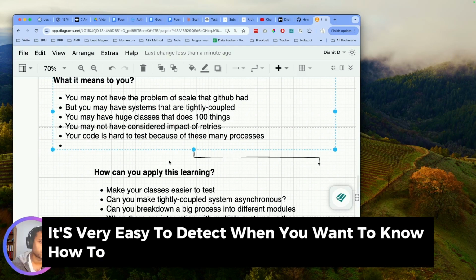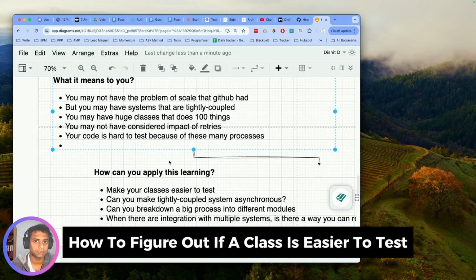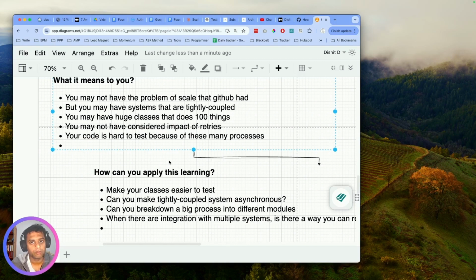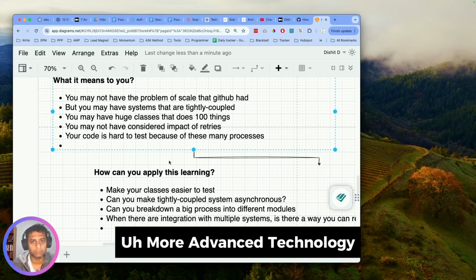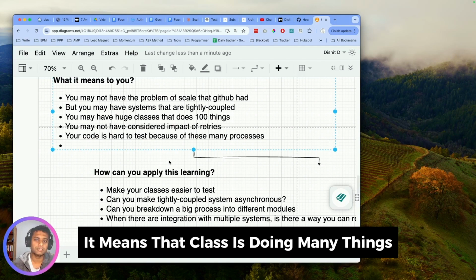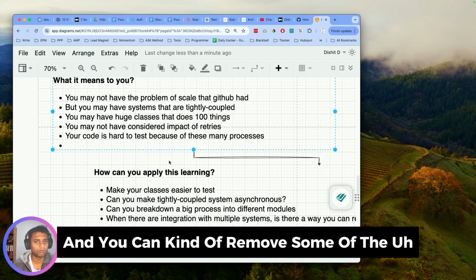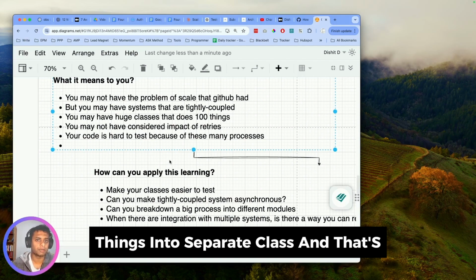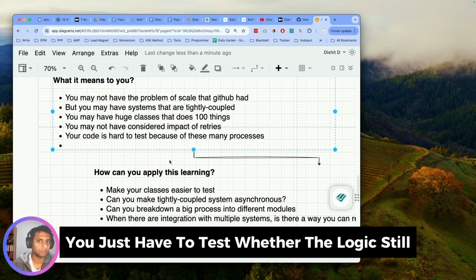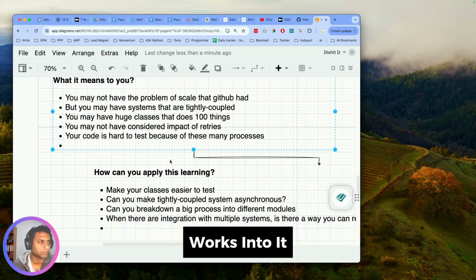It's very easy to detect how to figure out if a class is easier to test. When you write unit tests, if you find that you need a lot of mocks just to test one piece of change, it means that class is doing many things, and you can remove some of the things into a separate class, and then that class becomes testable. And then in the main class, you just have to test whether the logic still works end to end.